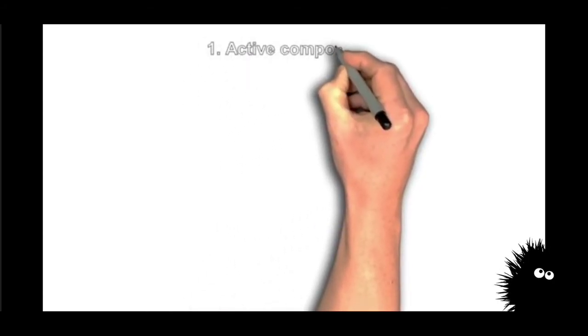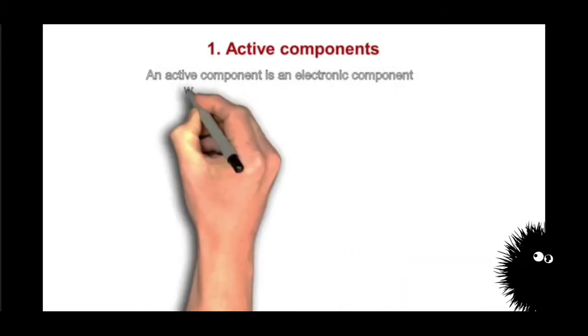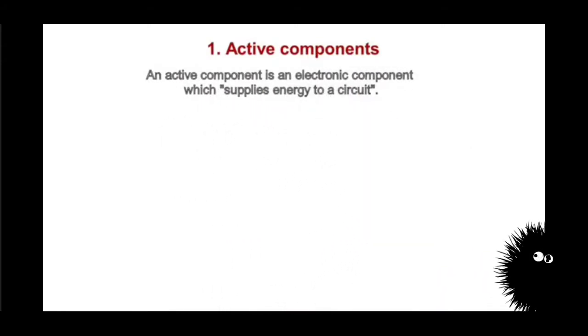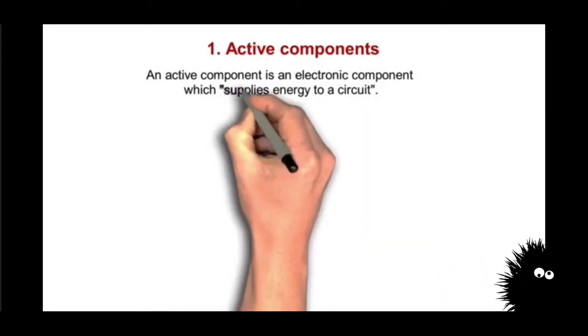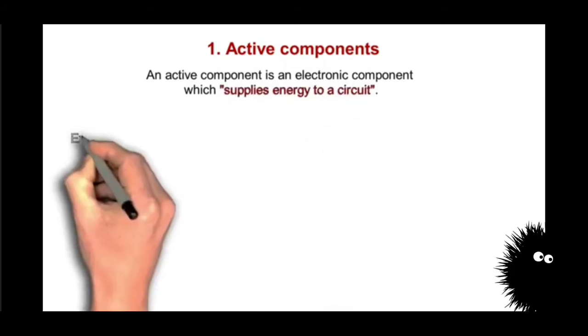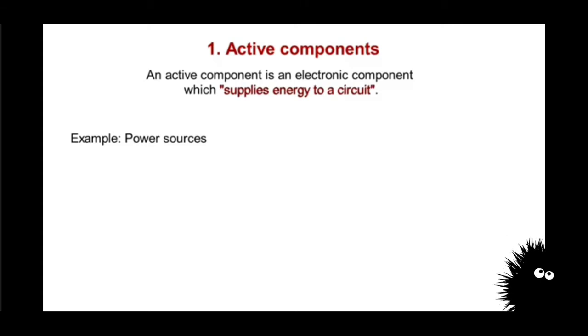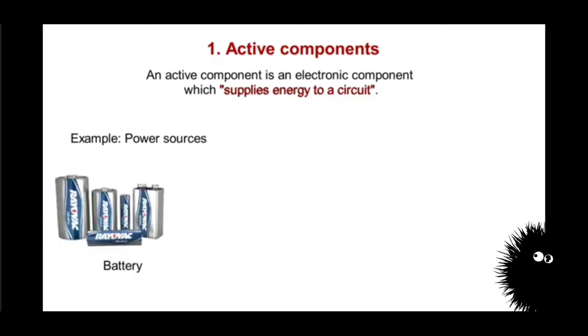Let's start with active components. An active component is an electronic component which supplies energy to a circuit. Yes, which supplies energy to a circuit. An example of an active component is all the power sources. For example, a battery continuously delivers energy to a circuit during discharging.